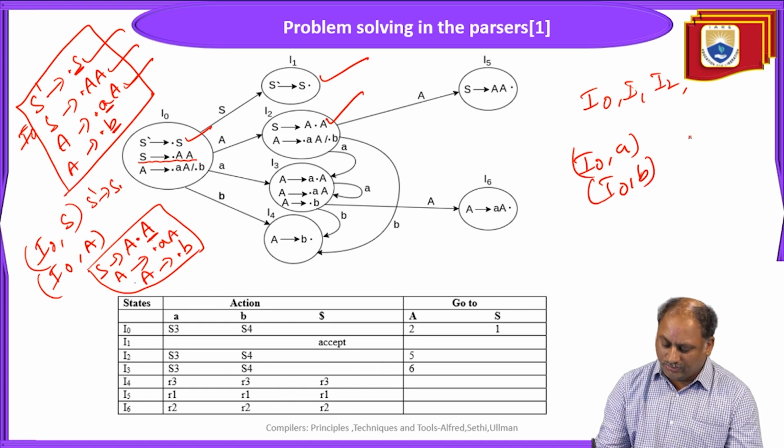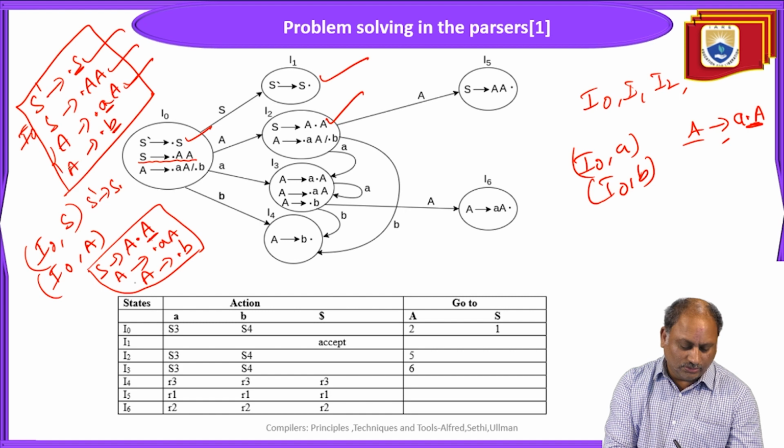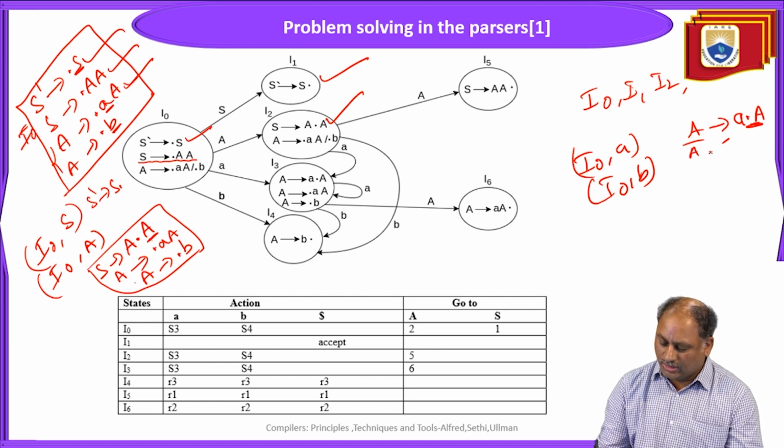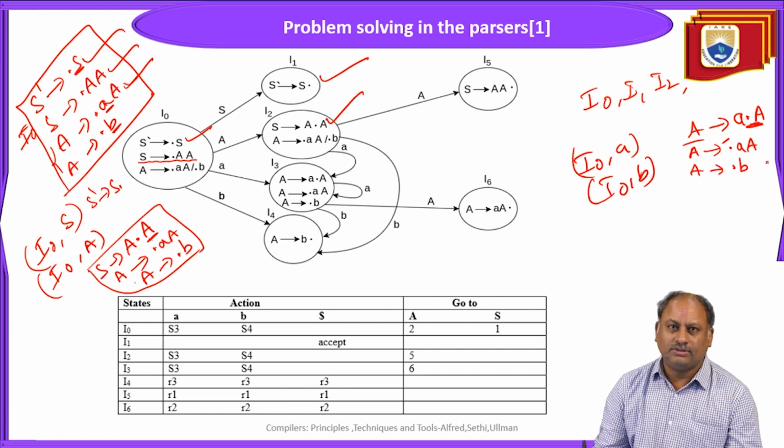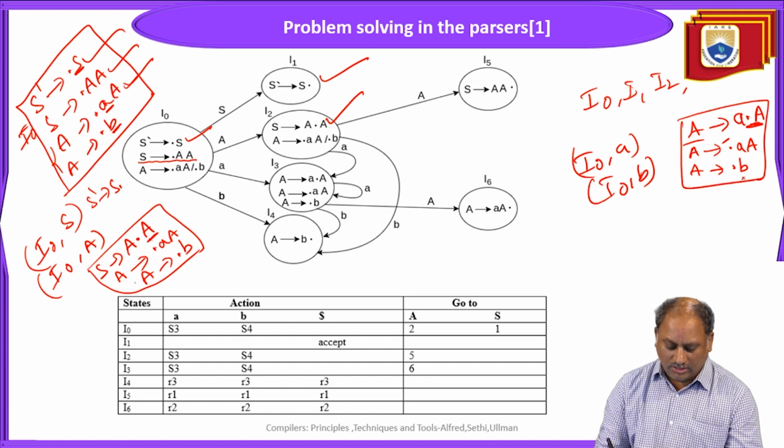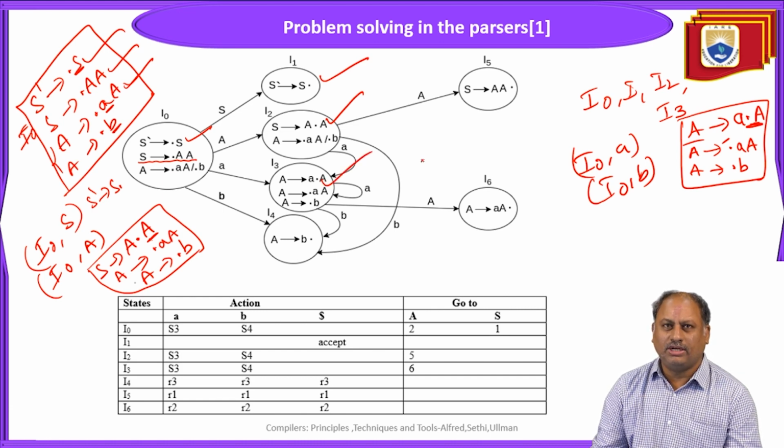So I0 with small a, if you perform, we will get A derives one dot ahead, so A dot capital A. Now, what is this? What is the symbol that is available? Capital A. So, what are capital A productions related to this one? So these two can be as follows. Once again, that is A derives dot small a capital A and A derives dot B. Now, these three can be a new state that is called I3. So, this is the state I3 that is to be generated.